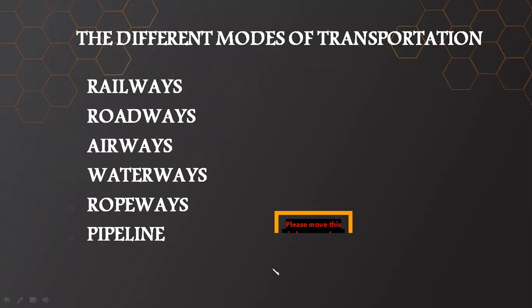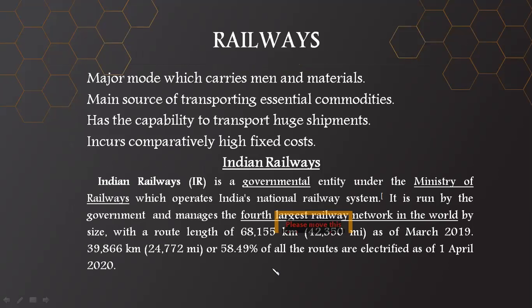The different modes of transportation, commonly used modes of transportation, we have railways, roadways, airways, waterways, ropeways, and pipeline. You can see over here. First one, railway. The major mode in India, especially in a developing country like India, it is the most important element which contributes to the economic development of our country. It is helpful in carrying both men and material. It is the main source of transporting essential commodities.